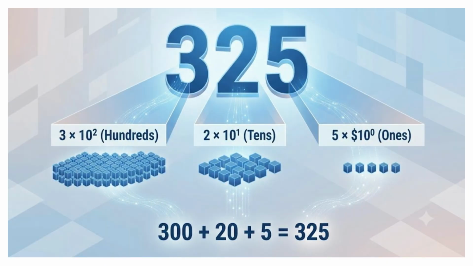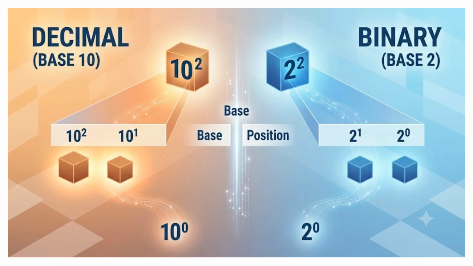This is called expanded form, because we break the number into the value of each digit. This example clearly shows that a digit's value is determined not only by the digit itself, but also by its position in the number. This principle is known as positional notation, and it is the foundation of both the decimal and binary number systems. Now that we understand the decimal number system, let's take a quick look at the binary number system.